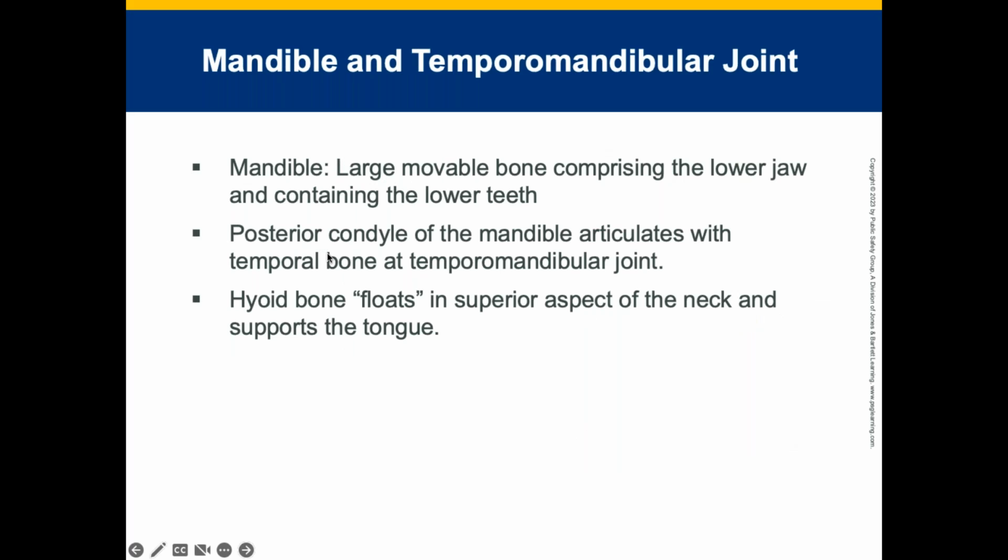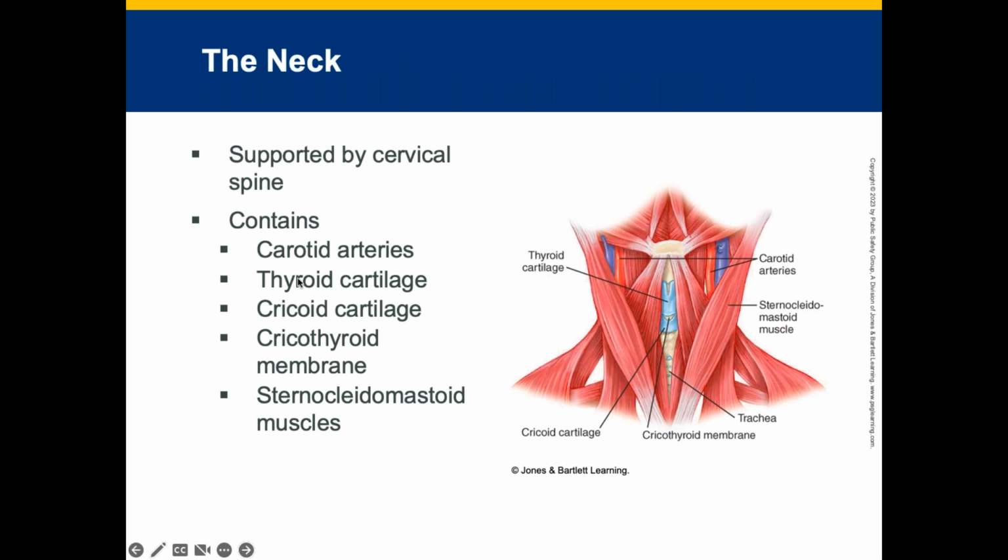The mandible and temporomandibular joint. The mandible is a large movable bone comprising the lower jaw and containing the lower teeth. The posterior condyle of the mandible articulates with the temporal bone at the temporomandibular joint, which would be TMJ, allowing movement of the mandible. The hyoid bone floats in the superior aspect of the neck, which then supports the tongue. So I'll show you guys in the next slide here.